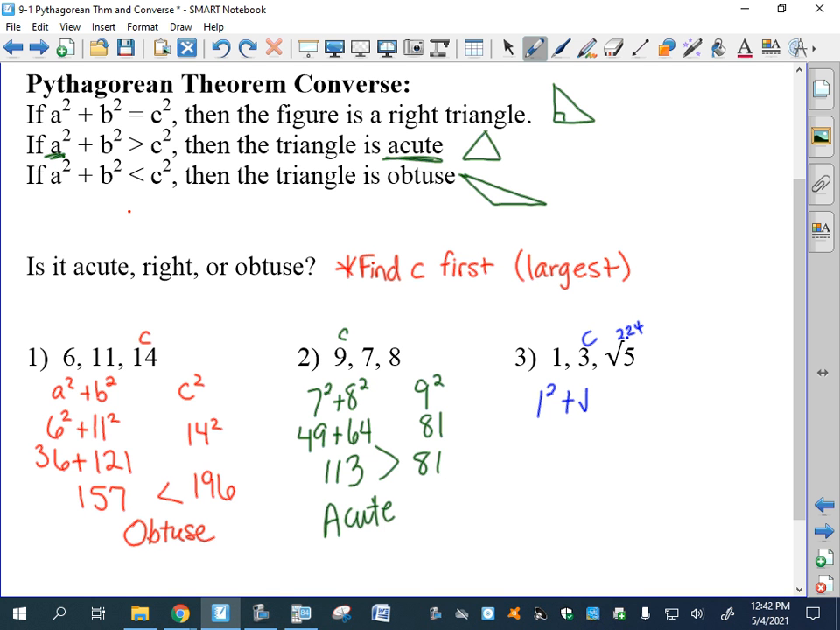So it's going to be 1 squared plus square root 5 squared, and then 3 squared over here. So it may not be in order. 1 squared is 1, what's square root 5 squared? 5. 3 squared is 9. So 1 and 5 make 6, how is that related to 9? Less than, so we would say obtuse. And don't forget, if it is equal, it's a right triangle. I didn't do an equal example, but if it is equal, it's a right triangle.